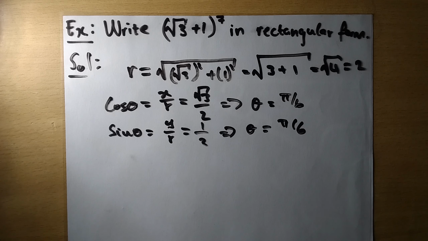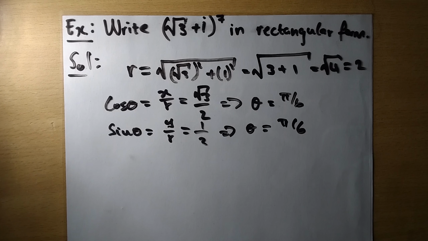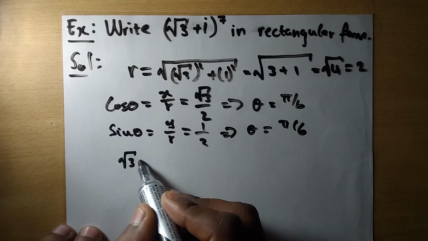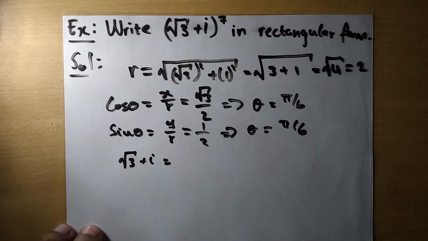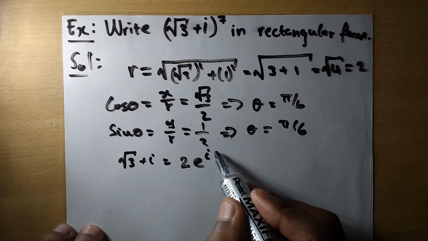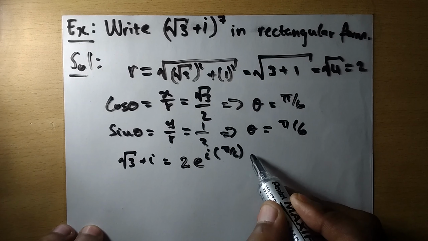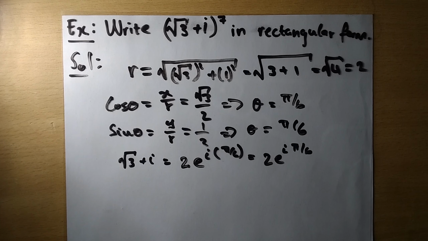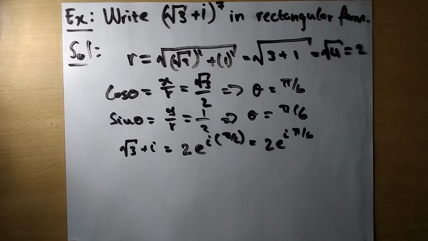Now I want us to look at this idea. You can see that we now have our value of theta there. Now I want to show you something, guys. This square root of 3 plus i is equal to, according to that, 2e to the i multiplied by pi over 6, which is just 2e^(i pi/6). But we didn't write this.